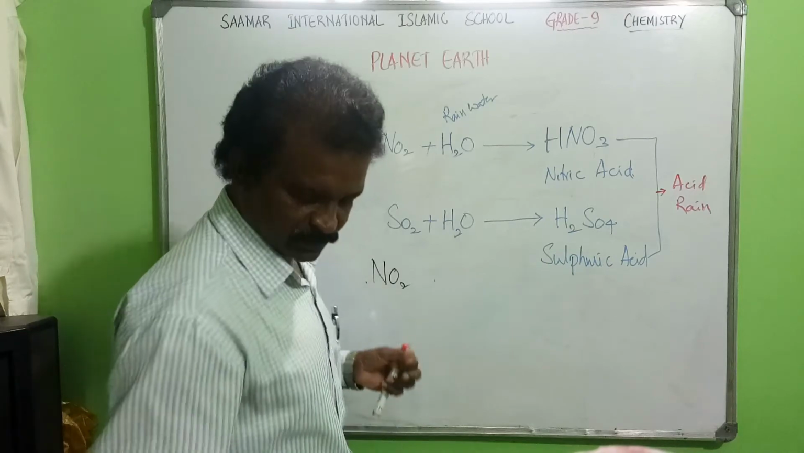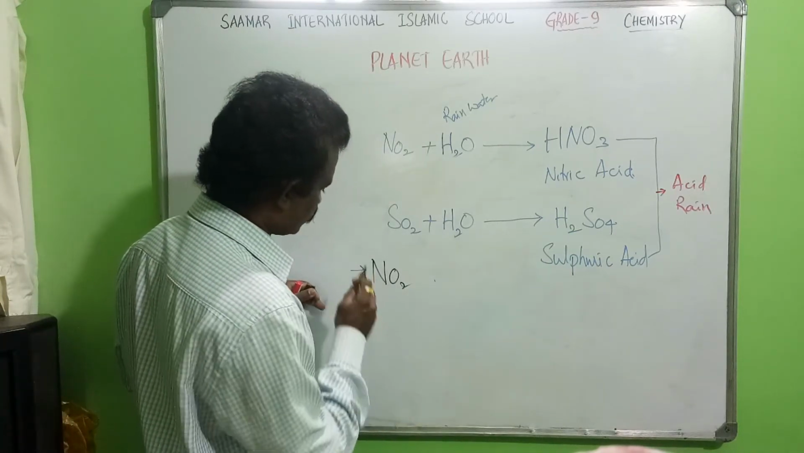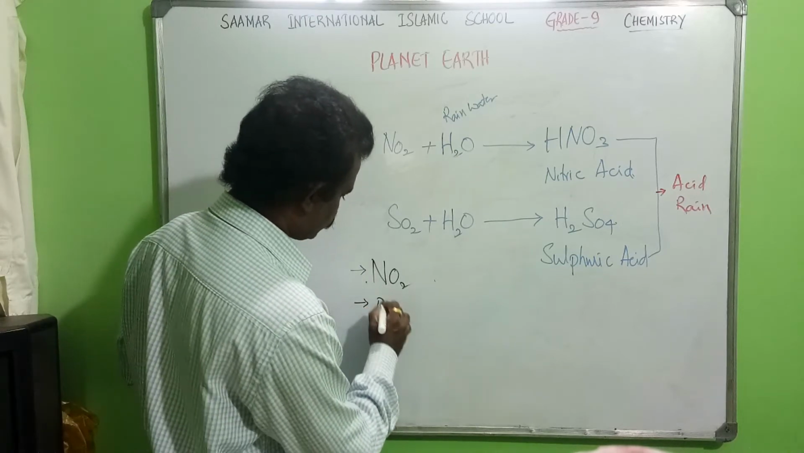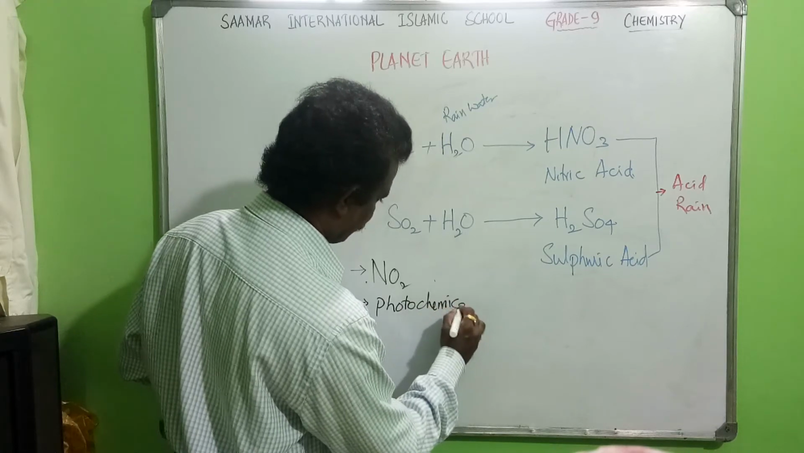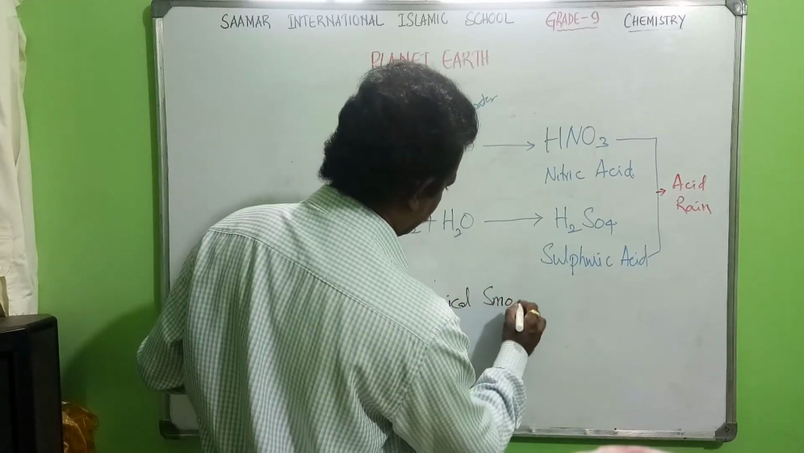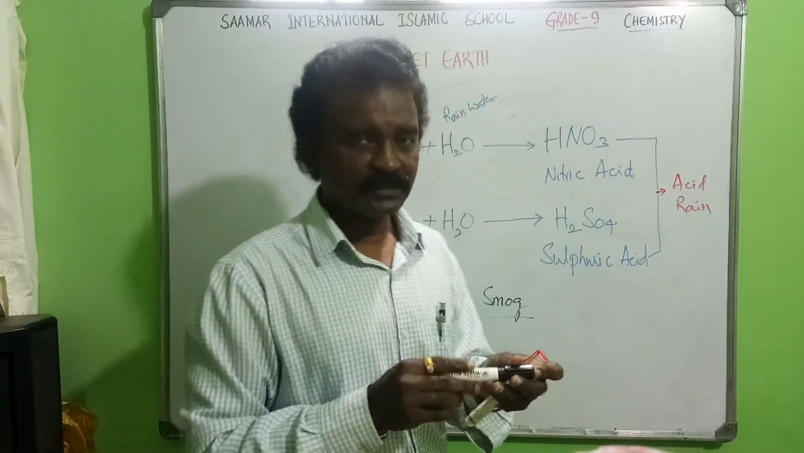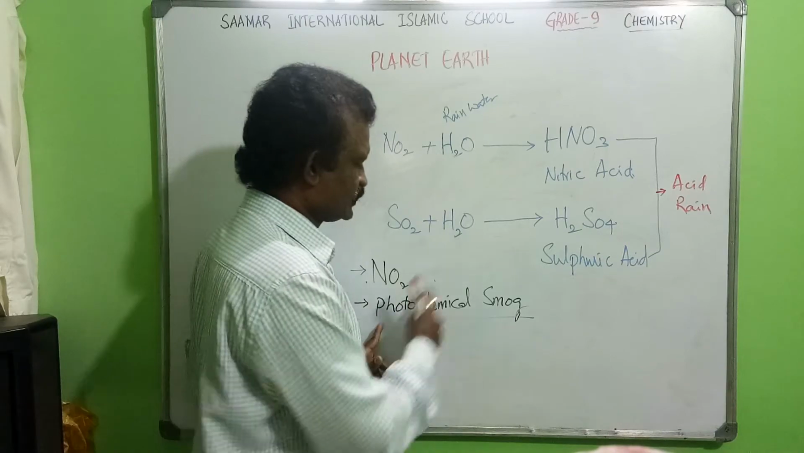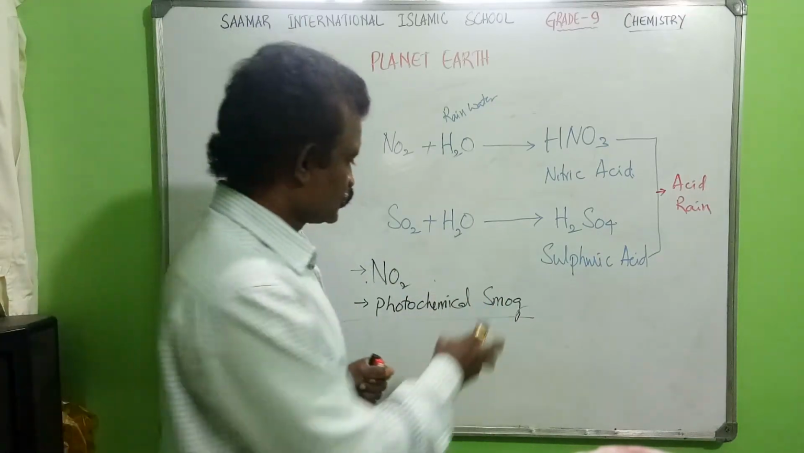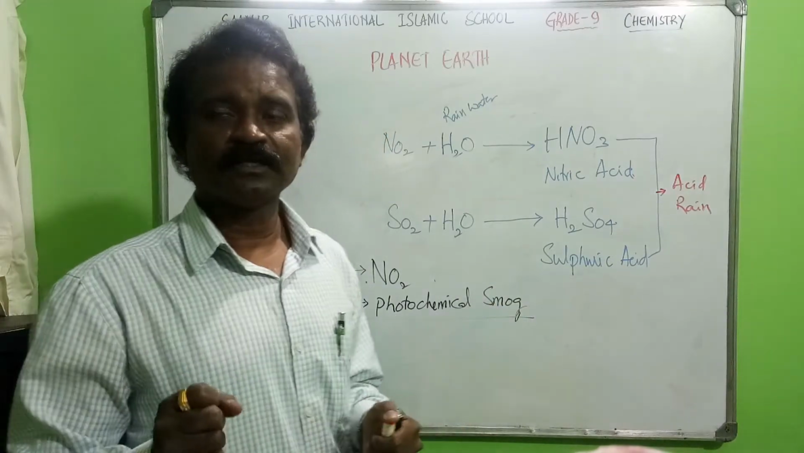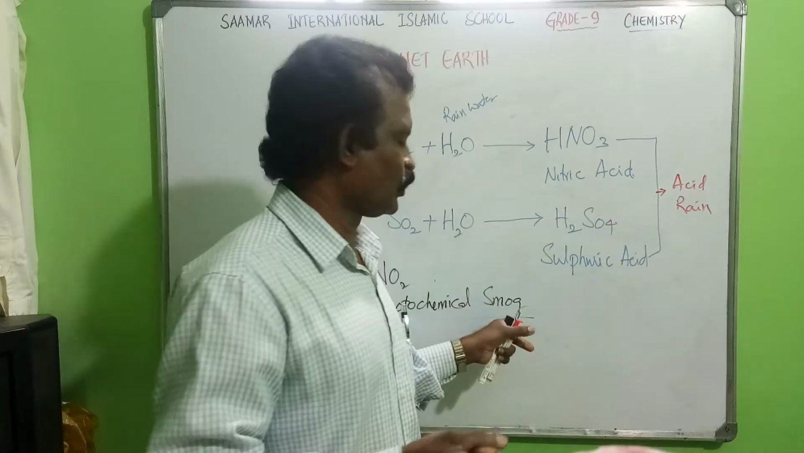Now, the next one we learn is photochemical smog. Nitrogen oxide is released from all the factories and automobiles. Next one is photochemical smog. This is nothing but the low density of the ozone layer. Here the reaction is taking place because of these pollutants. Now, smog. What is smog? It is fog mixed with smoke, called smog.